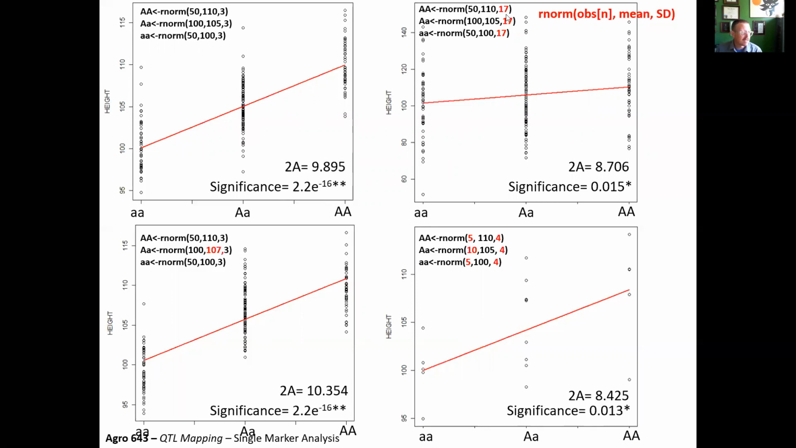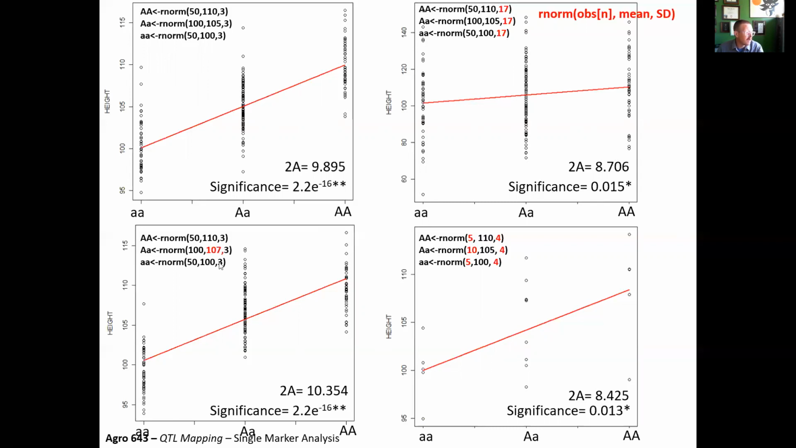Now, when our overall variance is larger, in this case 17, we can see that the effect size, if you look at the y-axis here, this goes from 95 to 115. Here it goes from 60 to 140. And so the overall effect size is not going to be estimated as well because there's a lot of other sources of variation here. That also means our significance will be far less. In fact, we might not even declare this as a QTL if we were using 0.01 as a cutoff.